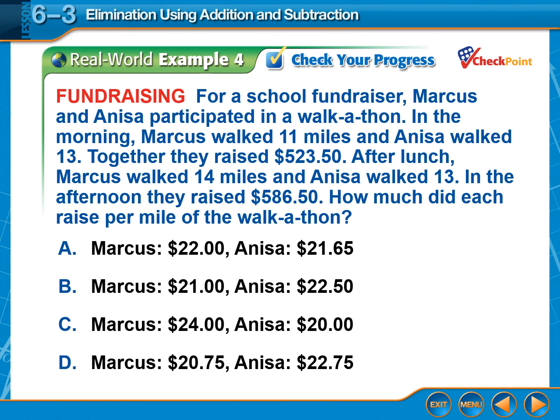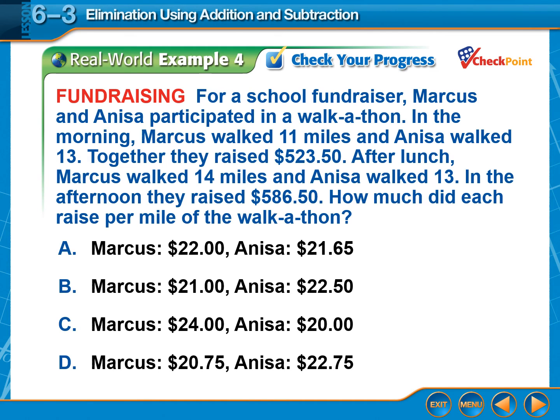All right, so go ahead and try the fundraising problem on your own. For a school fundraiser, Marcus and Anissa participated in a walkathon. In the morning, Marcus walked 11 miles and Anissa walked 13. Together, they raised $523.50. After lunch, Marcus walked 14 miles and Anissa walked 13. In the afternoon, they raised $586.50. So how much did each of them raise per mile for the walkathon?